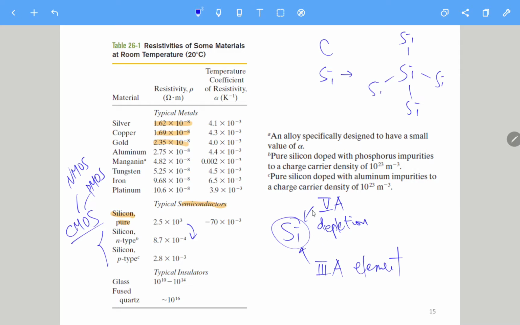But here, if we have some 5A element going in there, just say if we have P with 5 electrons, then there will be some electrons free to move. Similarly, if we have something like, I don't really remember, maybe N. I'm not sure.